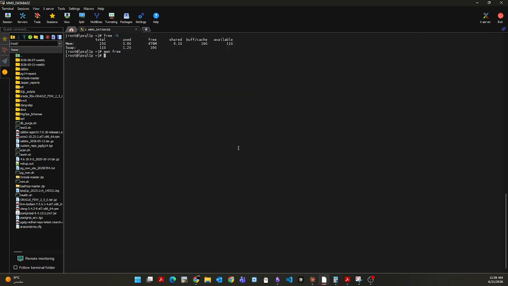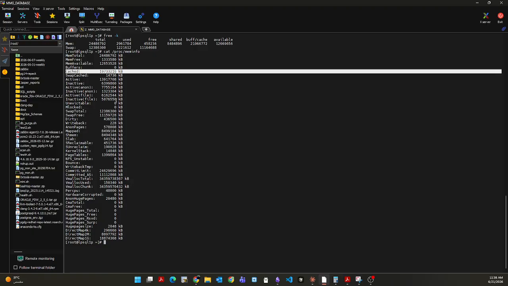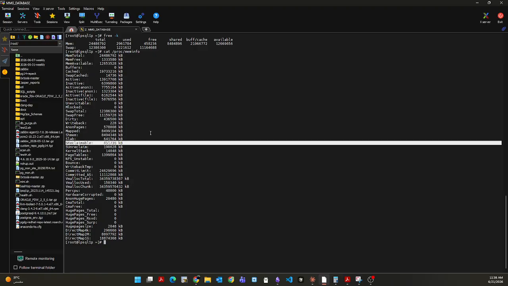Okay, so when I go to... actually, free -h is not going to help me here. Let's say free -k. Okay, when I go to /proc/meminfo, I'll see something here called Cached, which is this one, and there is something called SReclaimable.